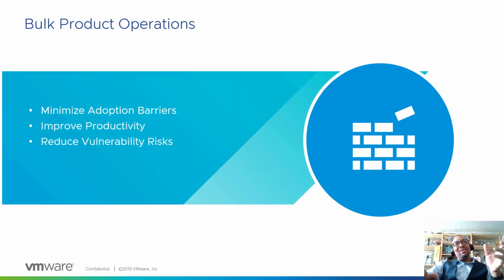And so with that, let's go into some of the key workflows that help you scale usage of Skyline by minimizing adoption barriers, improve your productivity, and reduce your environment's vulnerability to risk, starting with bulk product operations.